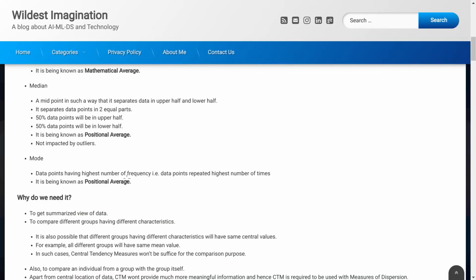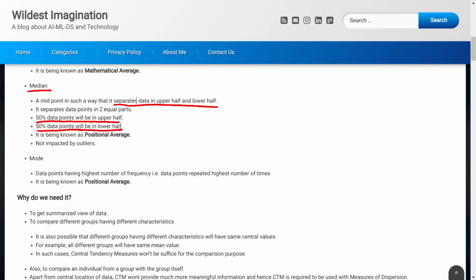Now let's talk about median. The median is a central point or central position of all the data points in such a way that it separates all the data points into two equal sections, an upper half and a lower half, with the distribution being equal in both parts. So over here we can say that 50% of the data points will be in the upper half, and the other 50% of the data points will be in the lower half.